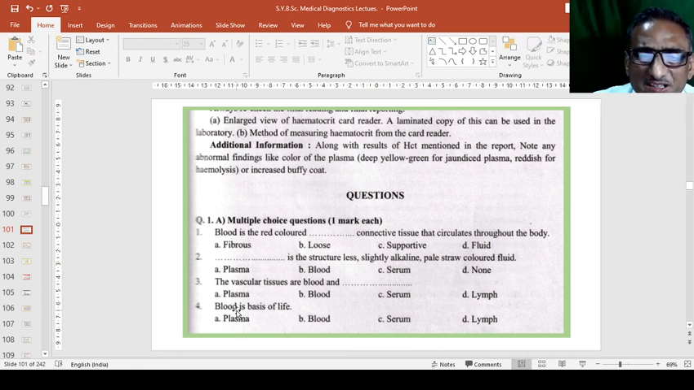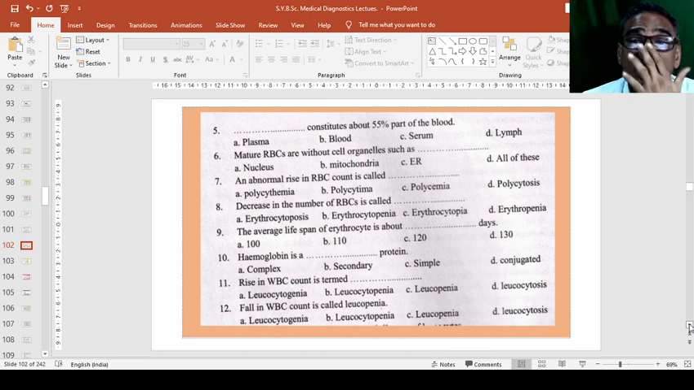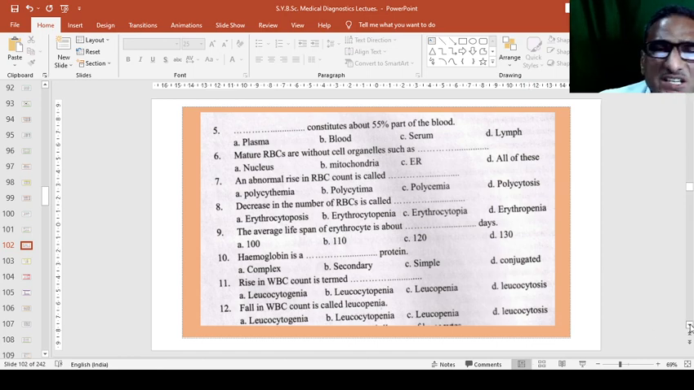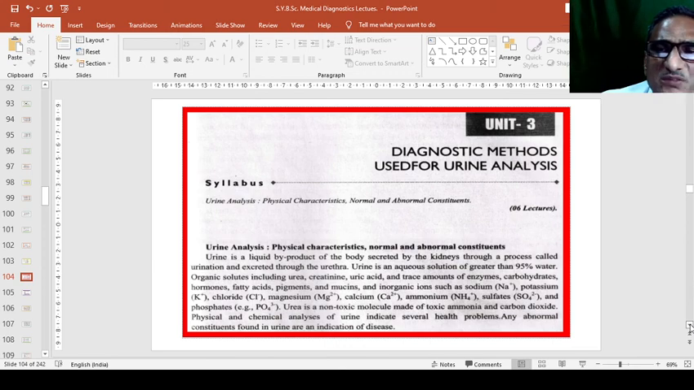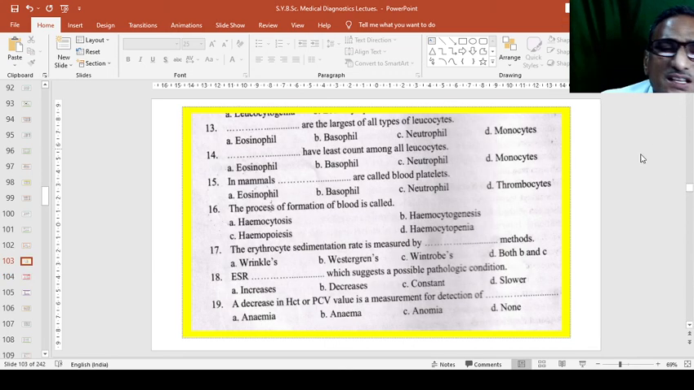In this way, you can solve the questions. Multiple questions are given at the end of the chapter. You can observe it, report it, and do the exercise from the questions given. If you have any problem, you can ask me or approach me for the answers. So we will conclude our talk here.